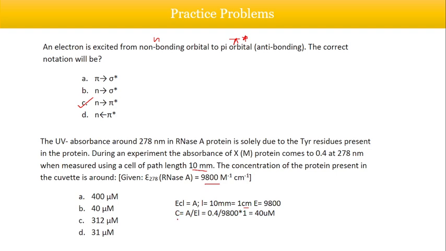And from here we can calculate the concentration as absorbance divided by epsilon and L. So here we get the value of the concentration to be 40 micromolar. So B is the right option. So here all the values are given.